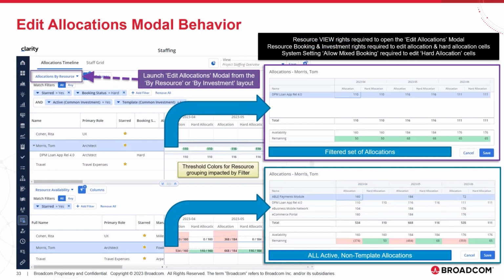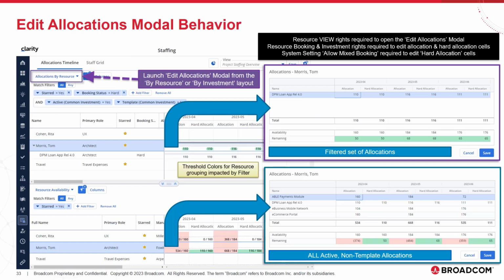The Edit Allocations modal displays colors based on the threshold configuration, but the behavior of the modal, when launched from the timeline versus the histogram, will produce different results. Opening the modal from the timeline provides greater control over what is shown for better focused work.